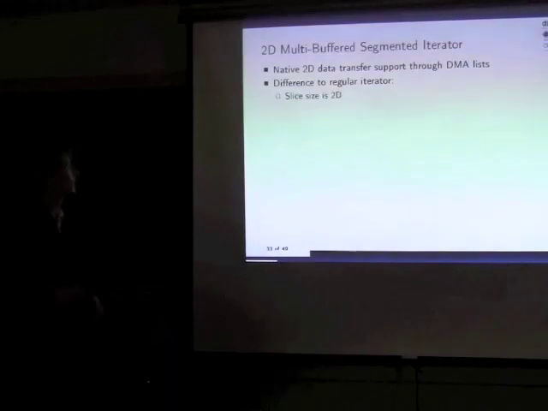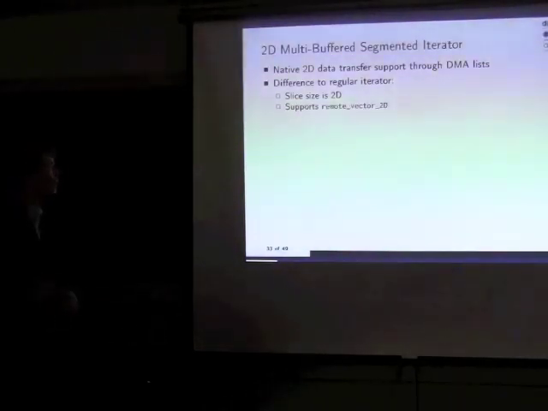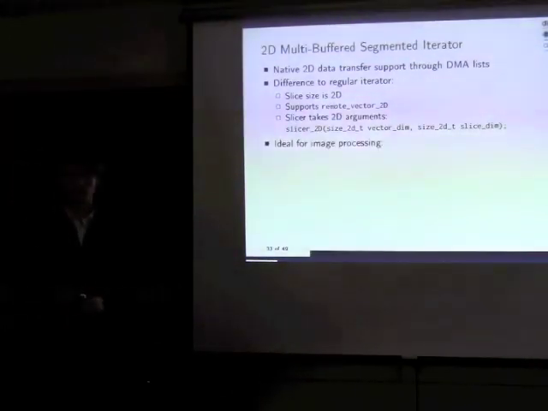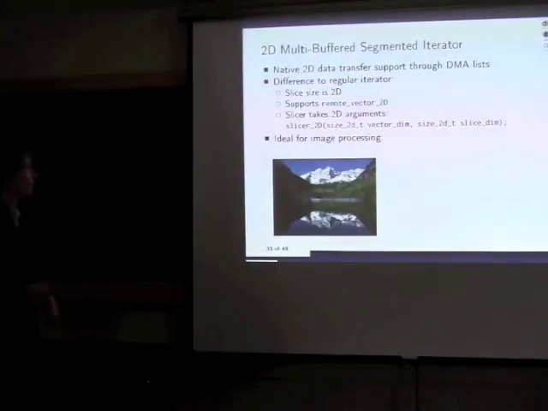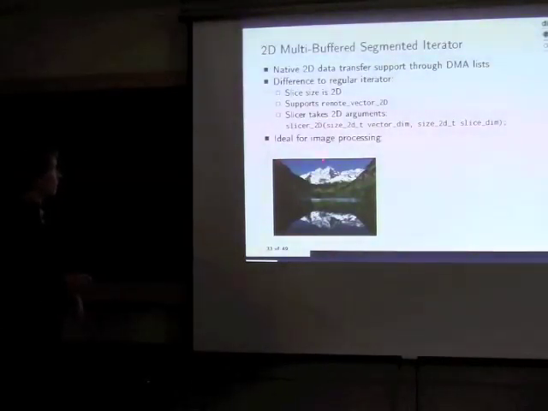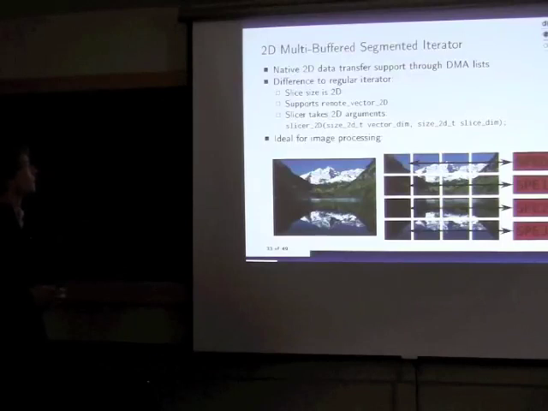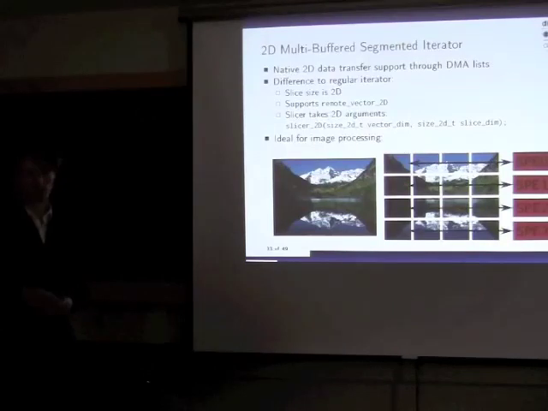The difference to the 1D iterator is the following. The slice size is of course 2D. It has an X and a Y dimension. We have a remote vector 2D that not only has a size, but X and Y dimensions. The slicer takes, of course, 2D arguments. And as I said, we found that this is ideal for image processing. If you have an image like this, you would want to cut it up into smaller images and send them to let the SPUs work on it. And this works very well with our 2D segmented iterators. So you could slice this image up like this and transfer this part of the image to SPU0, this part to SPU1, and so on. And the SPUs can then run their algorithms.